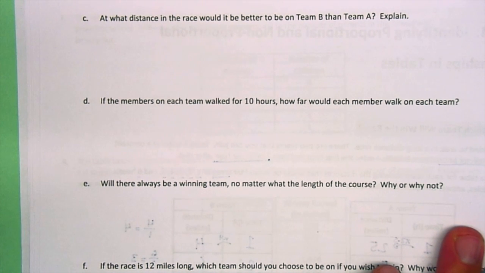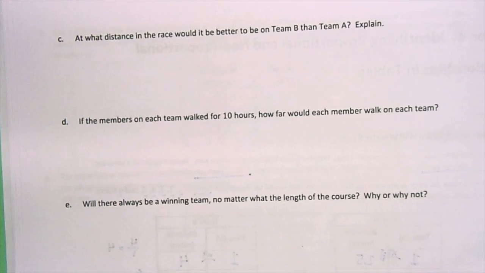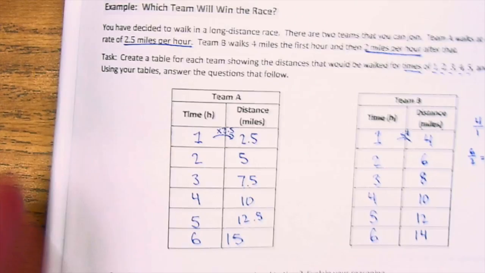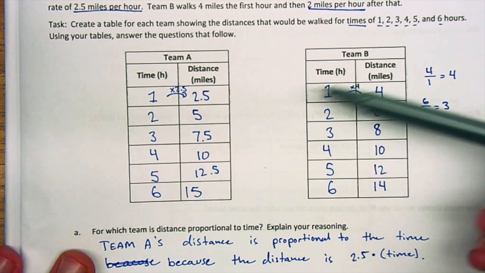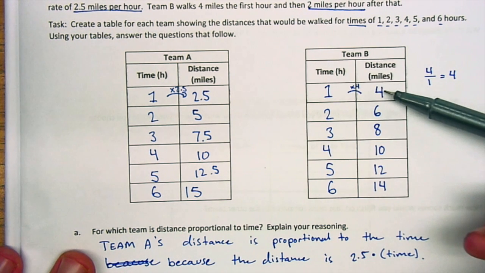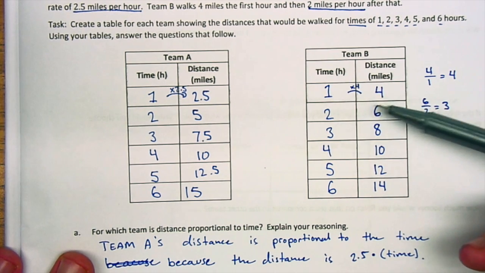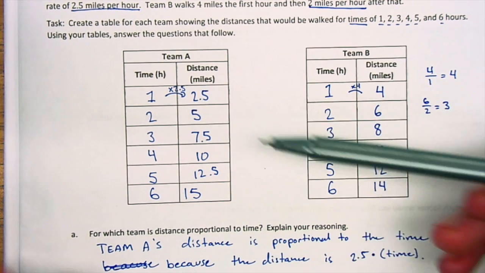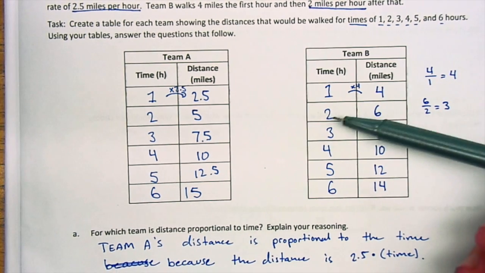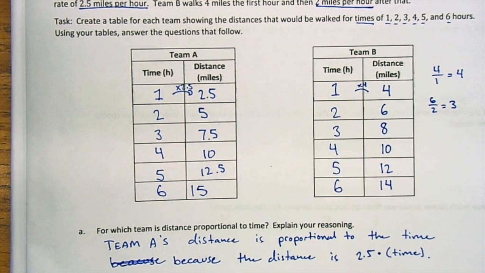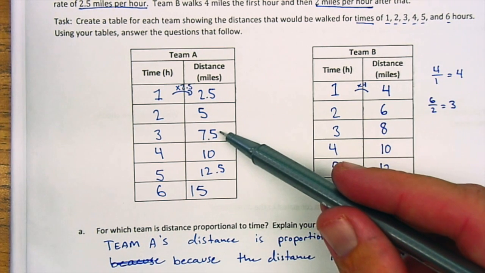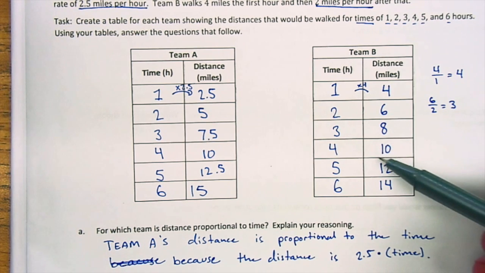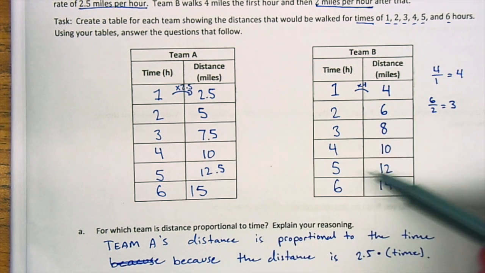Part C. At what distance in the race would it be better to be on Team B than Team A? So let's go back and look at our chart. We want to figure out, when is Team B further than Team A? So it looks like at distance 4 miles, they only do that in 1 hour, and they only went 2.5 miles. And then also 6 miles, they did that in 2 hours, whereas the other team only went 5. Oh, also here at 8 miles, they're still ahead. They're only at 7.5 miles at 3 hours. And then it looks like they match up at 4 hours, where they're both 10.